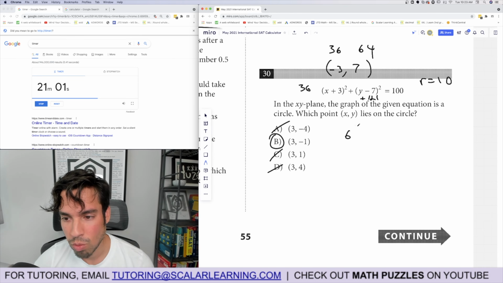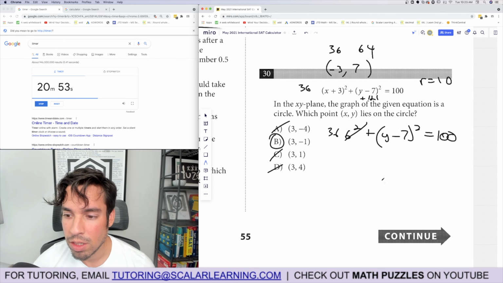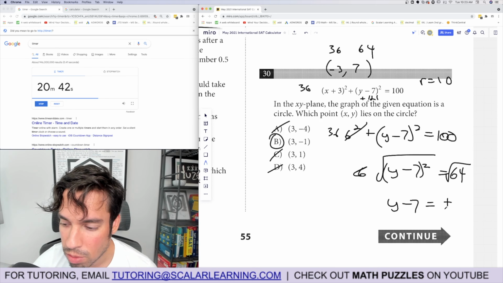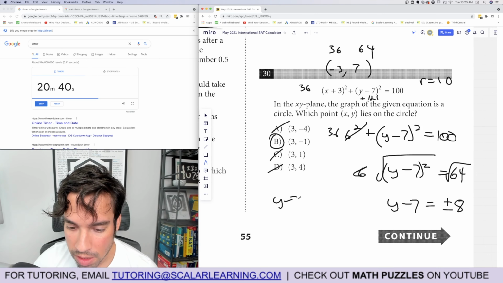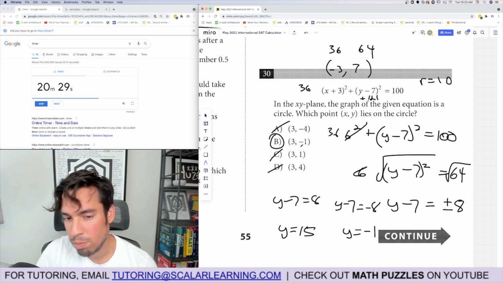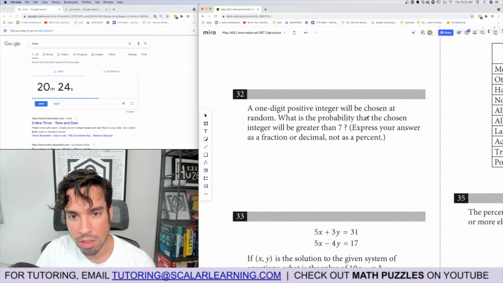So 3 plus 3 is 6 squared plus y minus 7 squared equals 100. That's 36. 100 minus 36 is 64. So y minus 7 squared equals 64. Square root both sides. Y minus 7 equals plus or minus 8. So then y minus 7 equals 8, y minus 7 equals negative 8. Add 7, y equals 15. Add 7, y equals negative 1. So the 15 obviously isn't there. The negative 1 is. Boom, done. All right. 20 minutes to spare. We're in great shape for the final 8 questions.